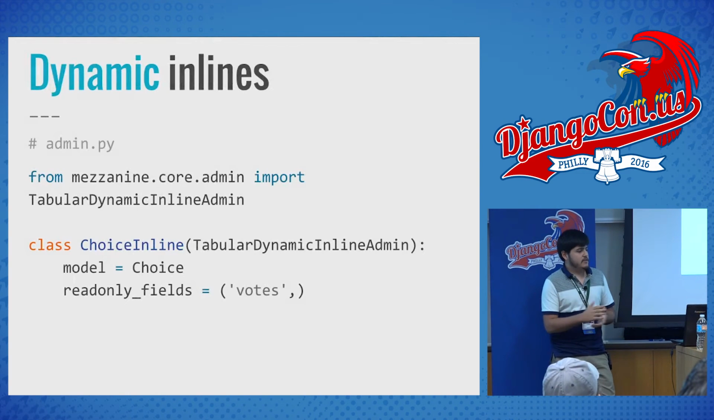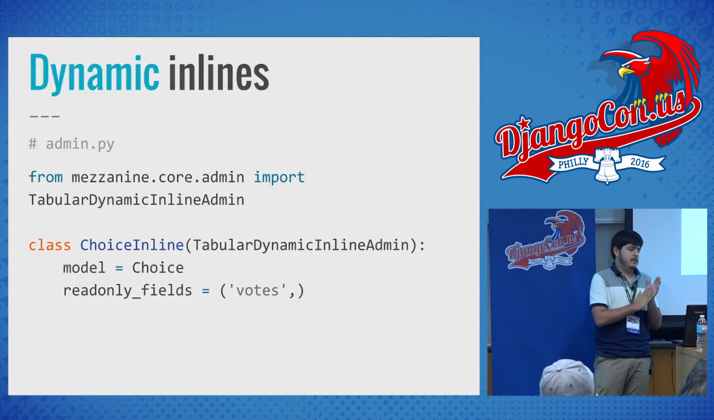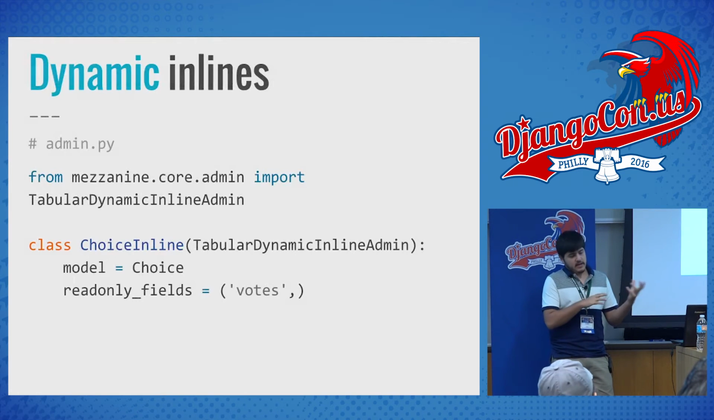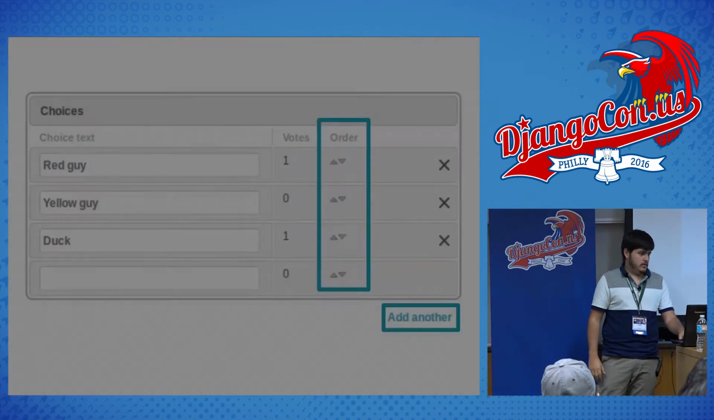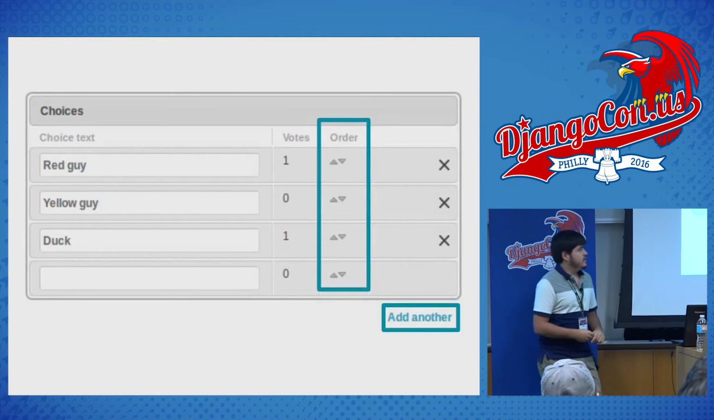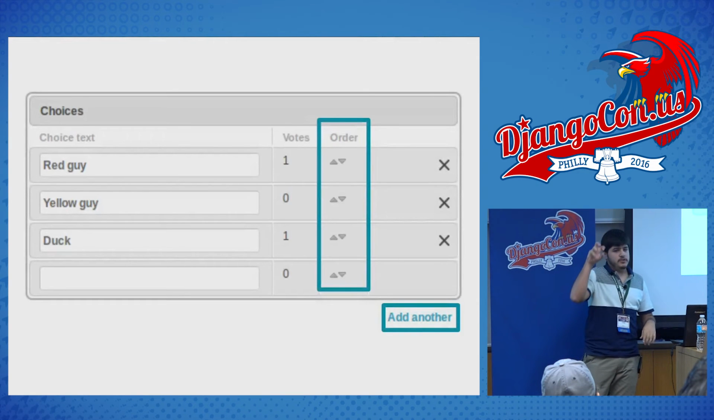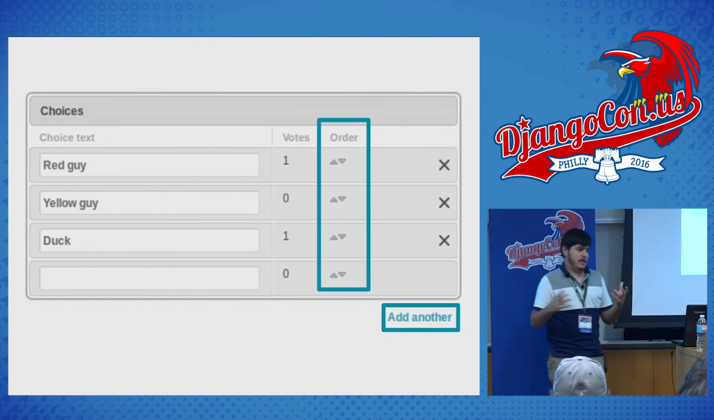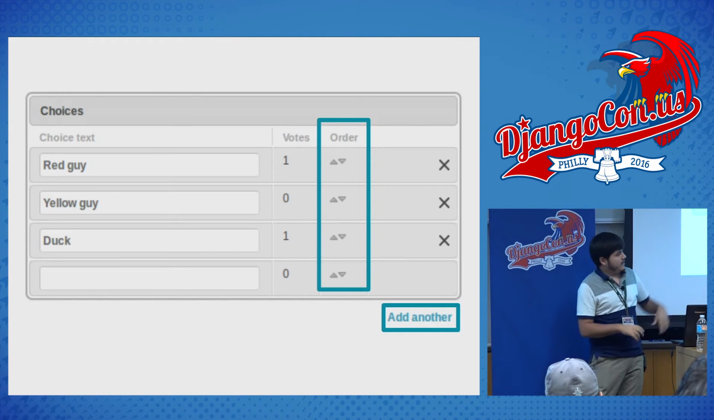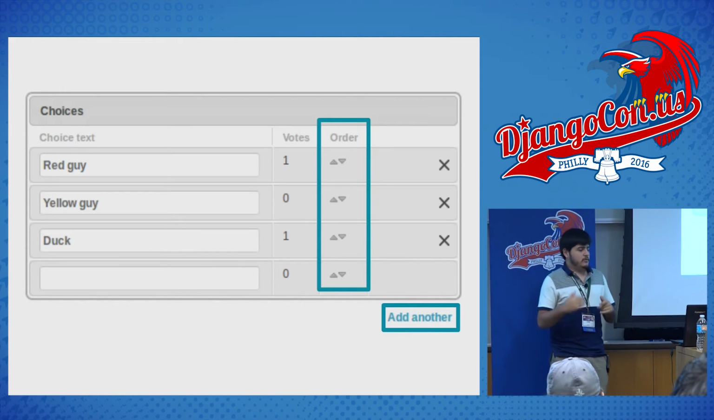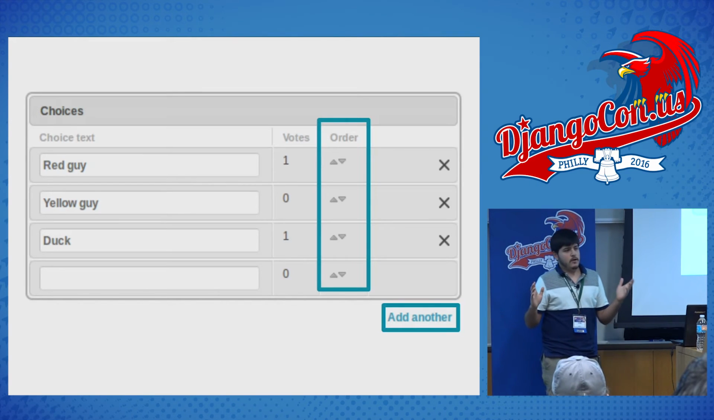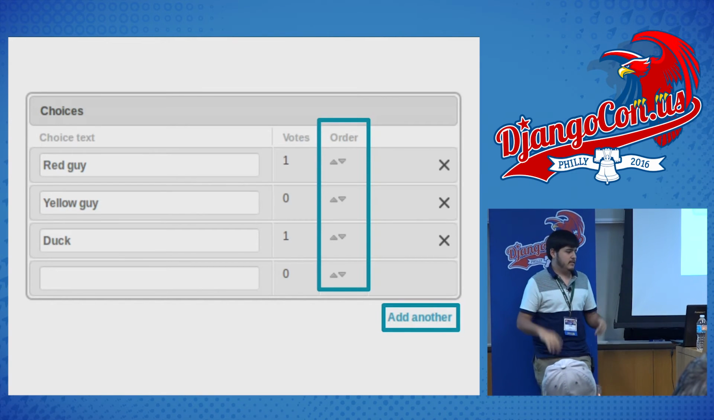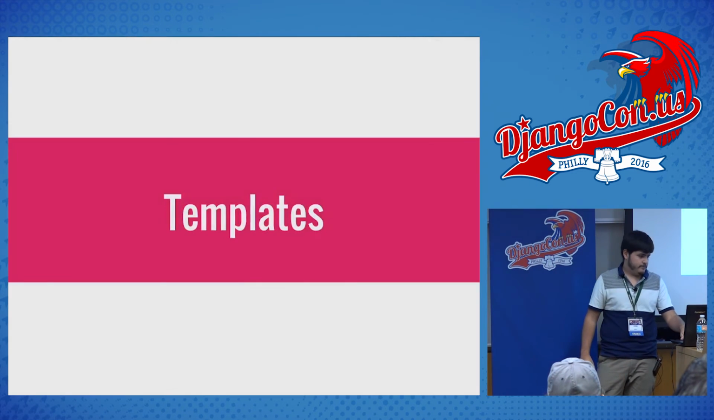And in the admin class, we only inherit from the tabular dynamic inline admin. There's also the stacked variety, and this is what you get. You get your choices, and you get those little handles, which users can use their mouse to sort. They can use any arbitrary ordering they want. And they also get the little add another button, which will let them create as many inlines as they want. They don't have to do three at a time or anything like that.